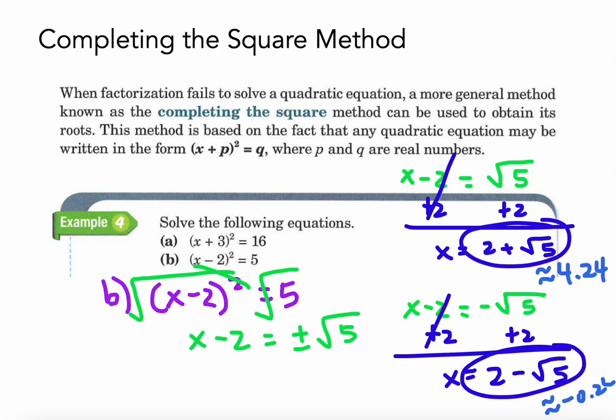So that's only if they want the decimal version of it. But other than that, you can keep it with the square root, the radical.